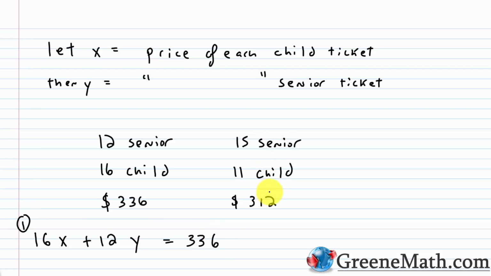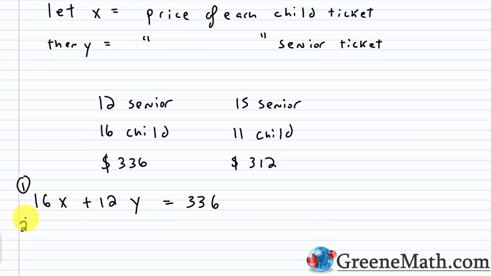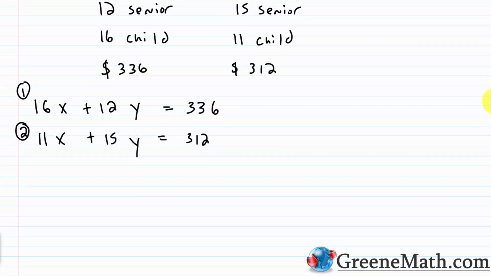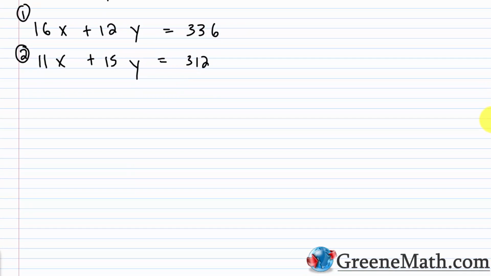My second scenario over here, I'm going to mirror that. It's going to give me my second equation. So for child tickets, it's 11 that we sold times X dollars a piece, plus, for senior tickets, it's 15 sold times Y dollars a piece. And this equals 312. All right, so let's go through this real quick just so everybody understands what's going on.